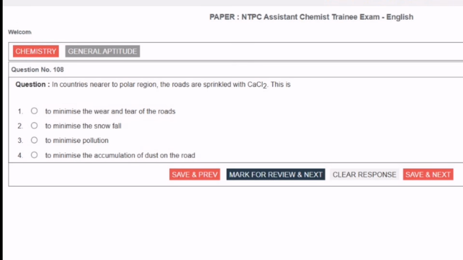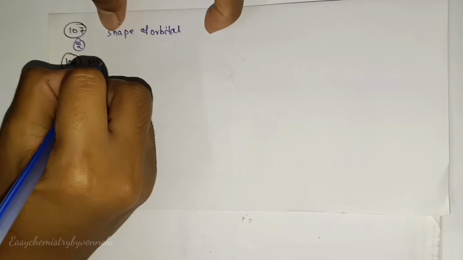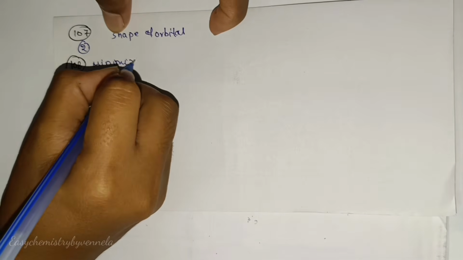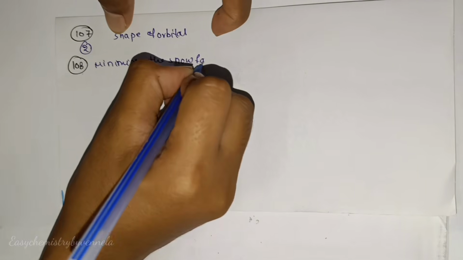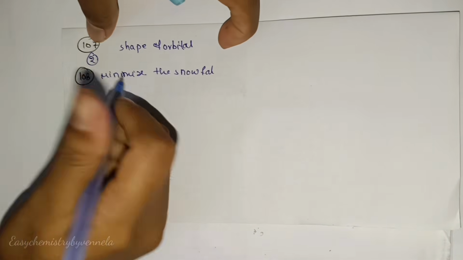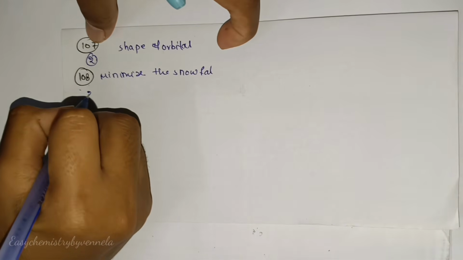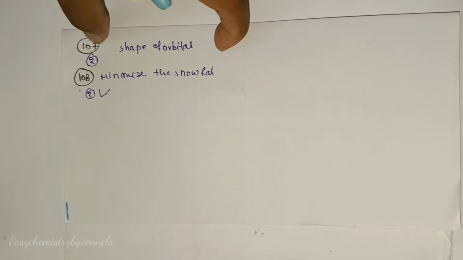Next question. In countries near to polar region, the roads are sprinkled with CaCl2. This is because it minimizes the snowfall, snow accumulation on the road. So the correct option is the second one.